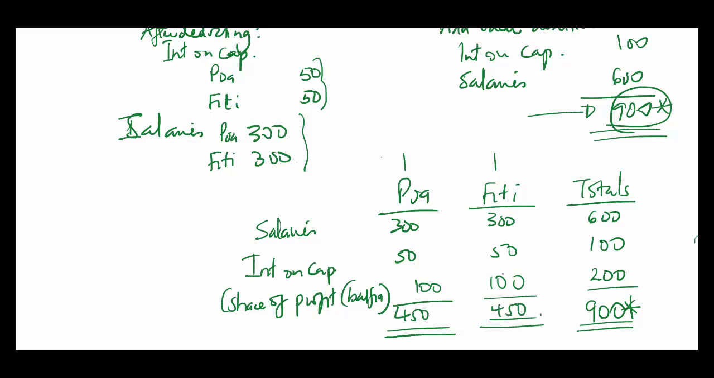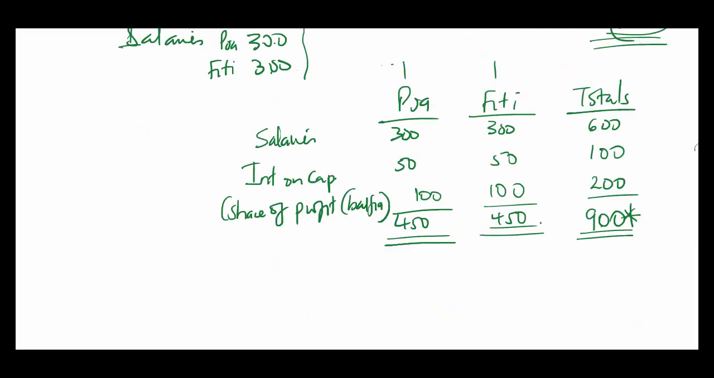To make this matter interesting, let's vary the rates and let's vary the amounts of salaries and such. So assuming we have two partners, partner A and partner B, and they are trading as AB Enterprises.